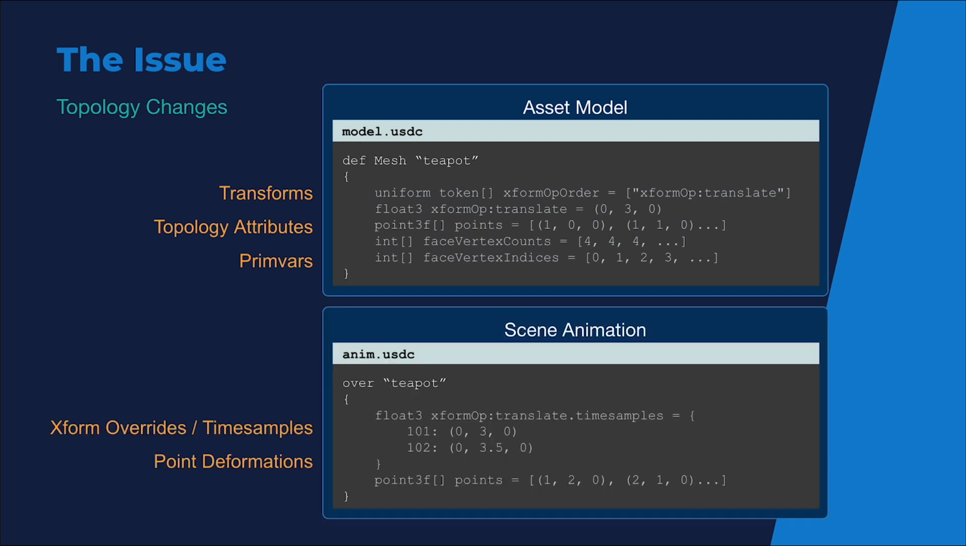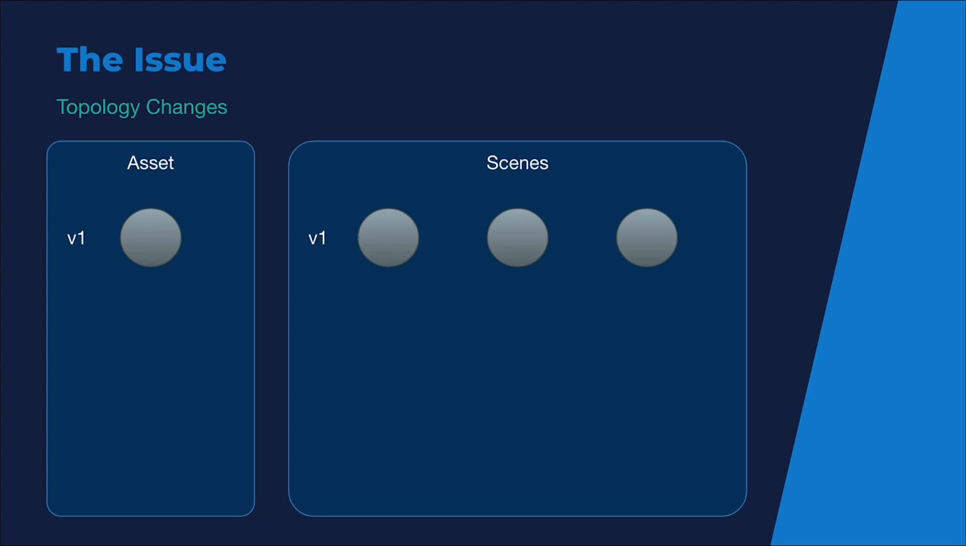When referenced into scenes, animation on these assets was stored sparsely, only overriding properties that changed, normally transforms and point positions. This representation was fast, compact, and allowed changes to the asset to flow automatically into scenes. That was unless the change altered the topology of the asset.